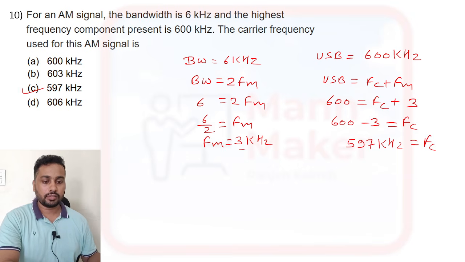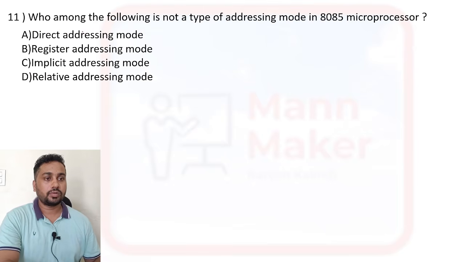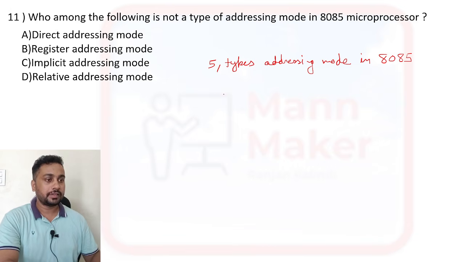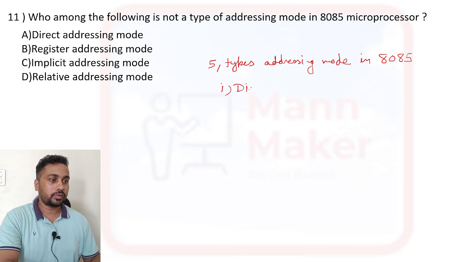All right. Now the next one. Which among the following is not a type of addressing mode in the 8085 microprocessor? So in total we have 5 types of addressing mode in the 8085 microprocessor. First one is your direct addressing mode.